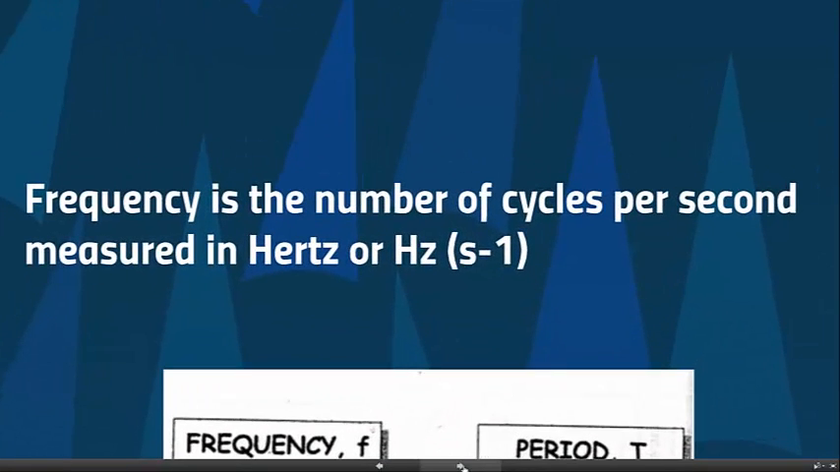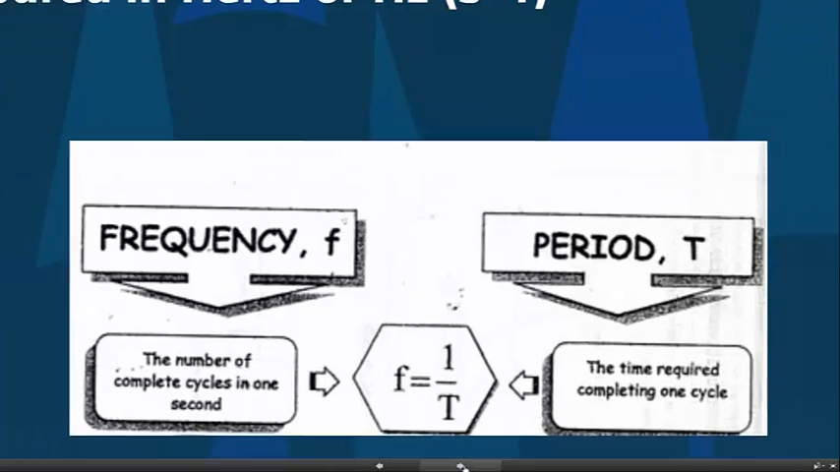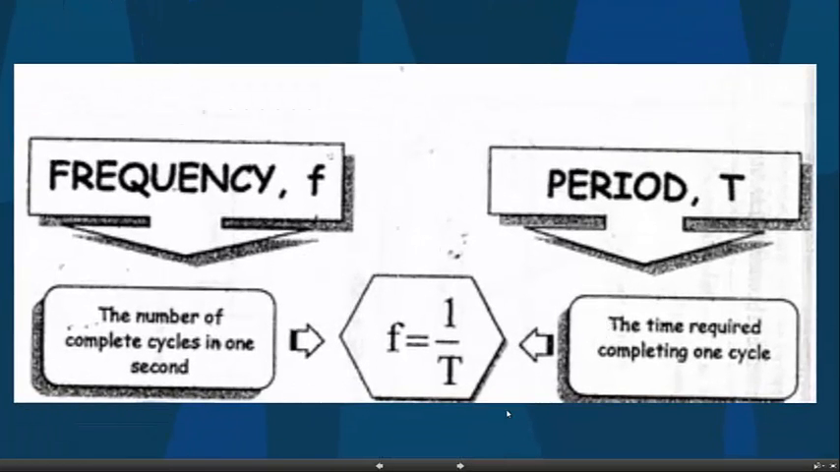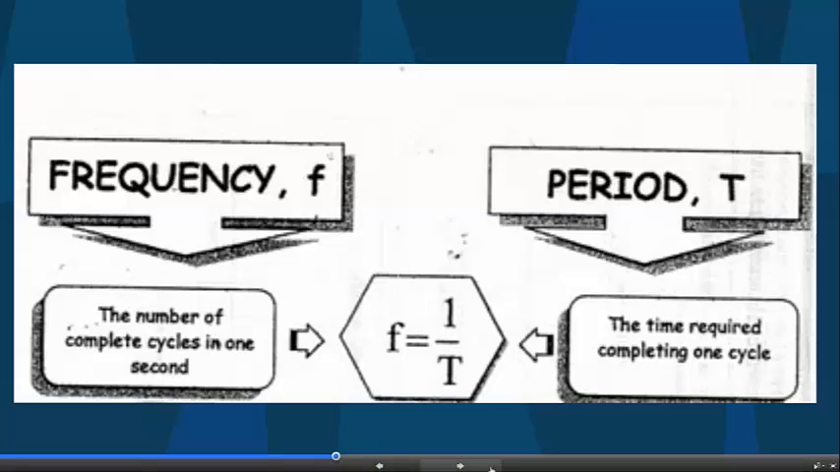The frequency is the number of wavelengths per second, or the number of cycles per second, and it's measured in hertz or per second. And there is a relationship between the frequency and the period, which we've looked at before with simple harmonic motion. There's an inverse relationship. So the number of cycles in 1 second is equivalent to 1 over the time required to complete one cycle.